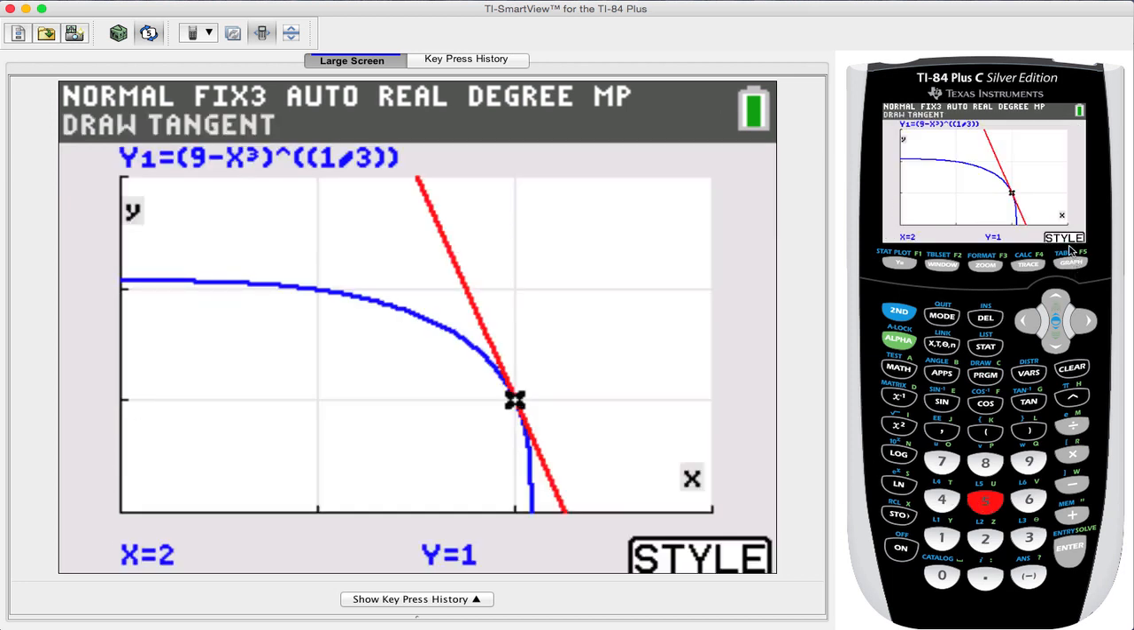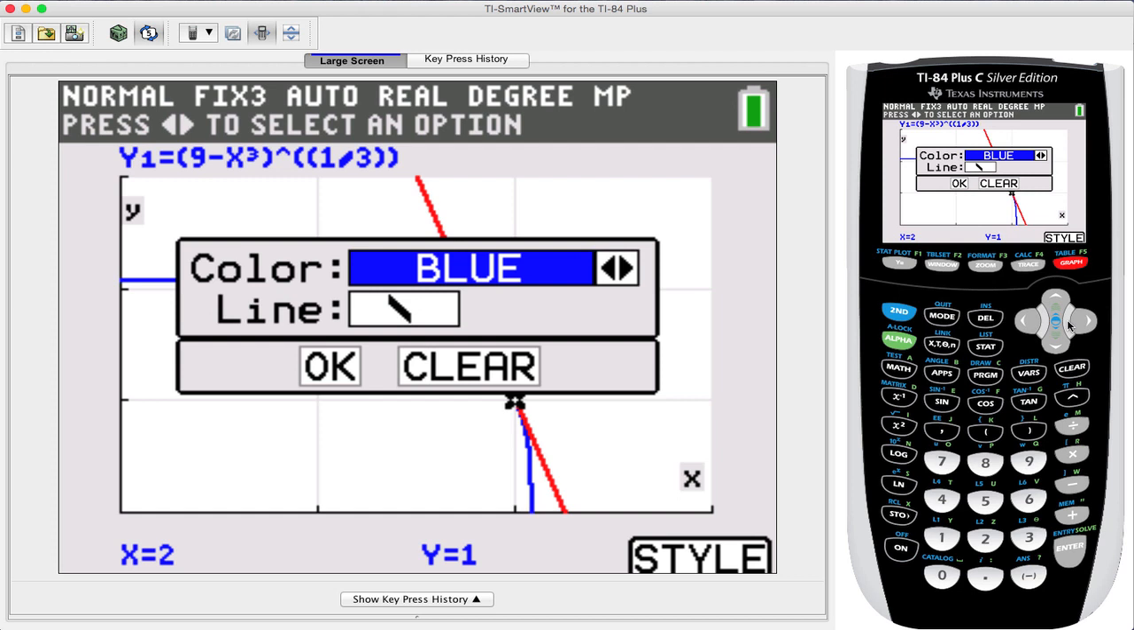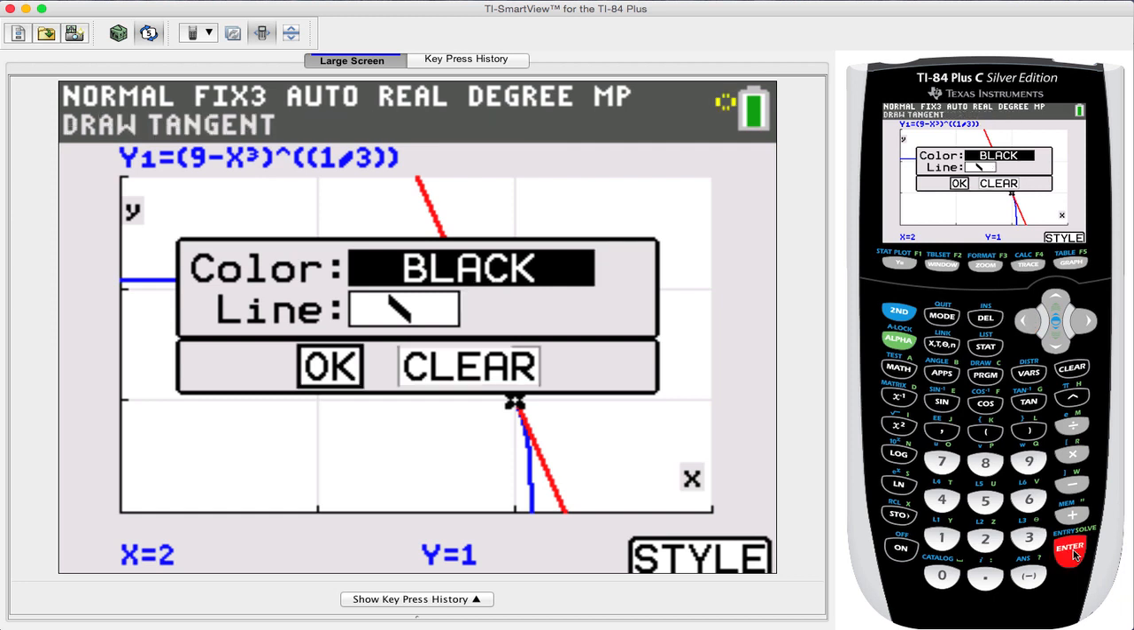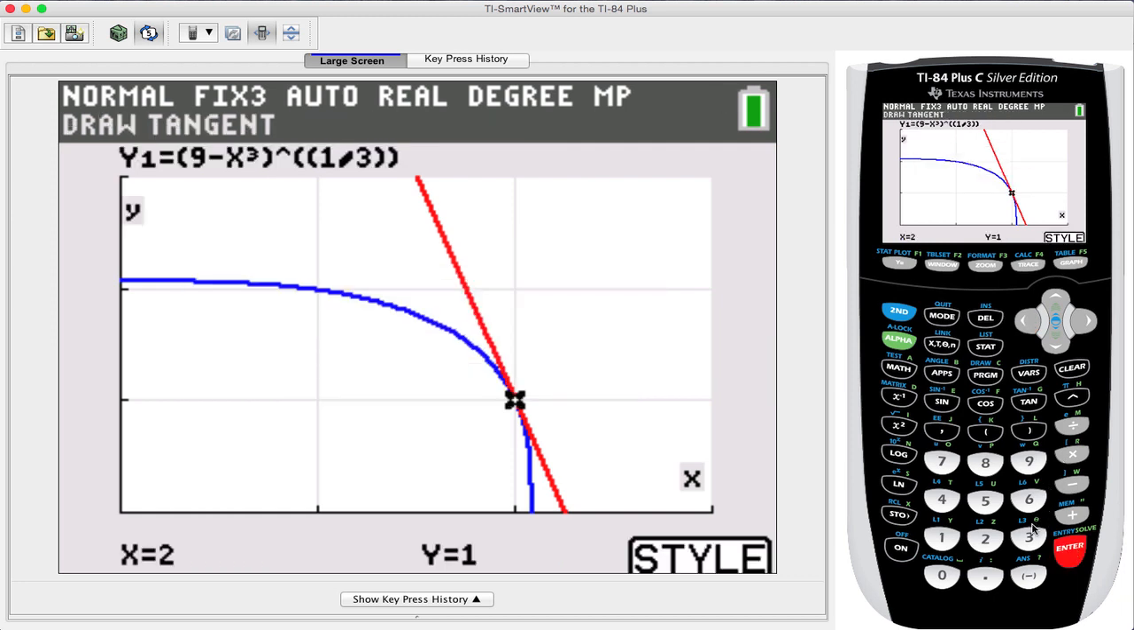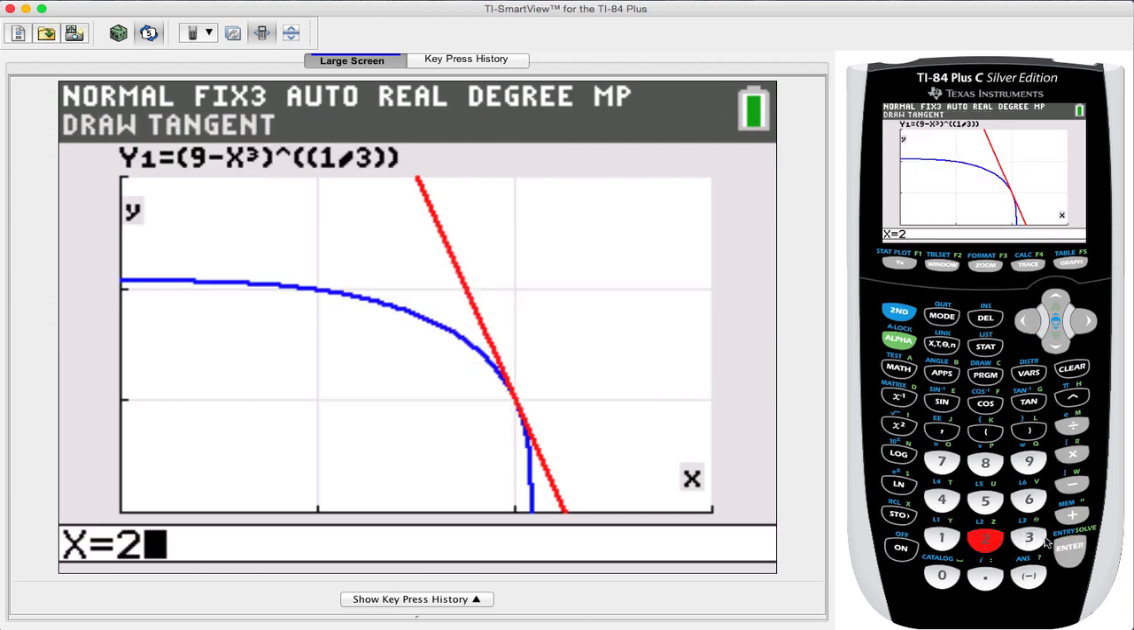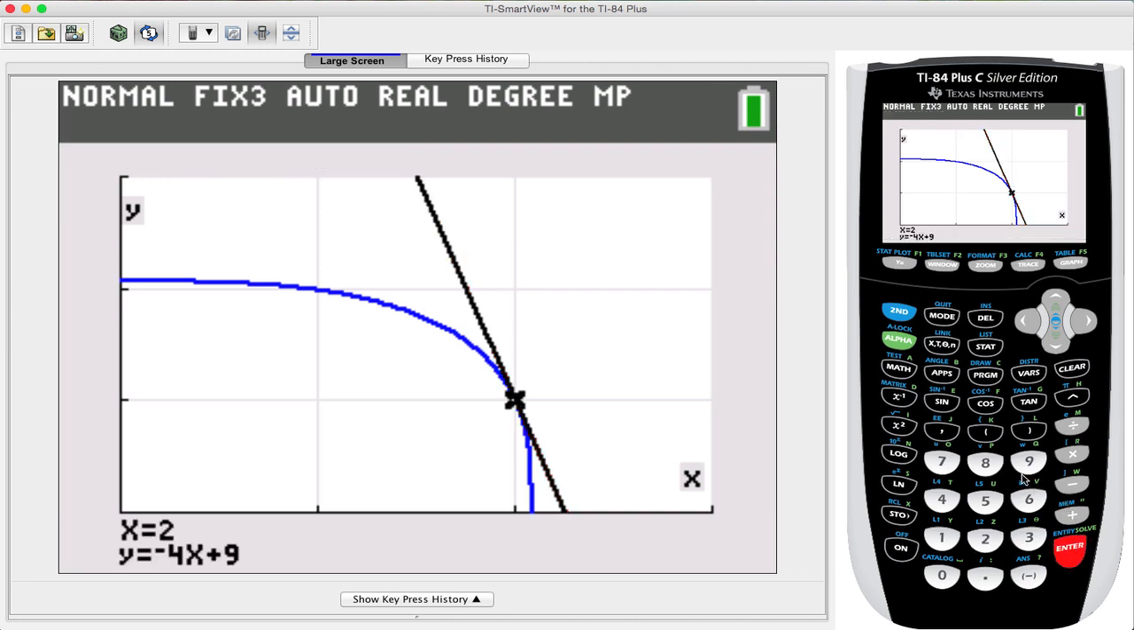Let's change the style again. I'm going to hit graph for the style. This time let's change it to black so we can see that redrawn. Press enter to OK those settings, and then I'm going to press the number 2 for the x value, so that it draws the tangent at that point (2, 1). So I press enter, and that red line should go black.